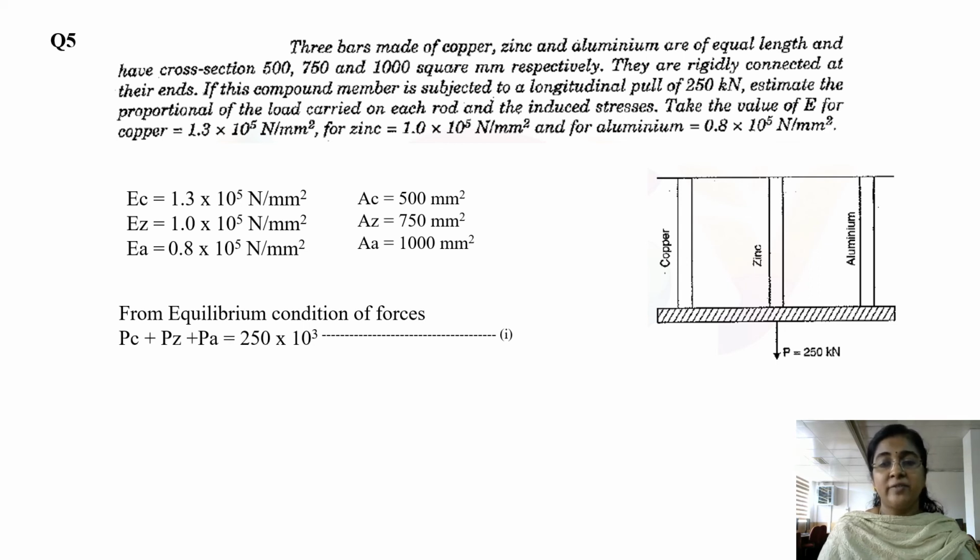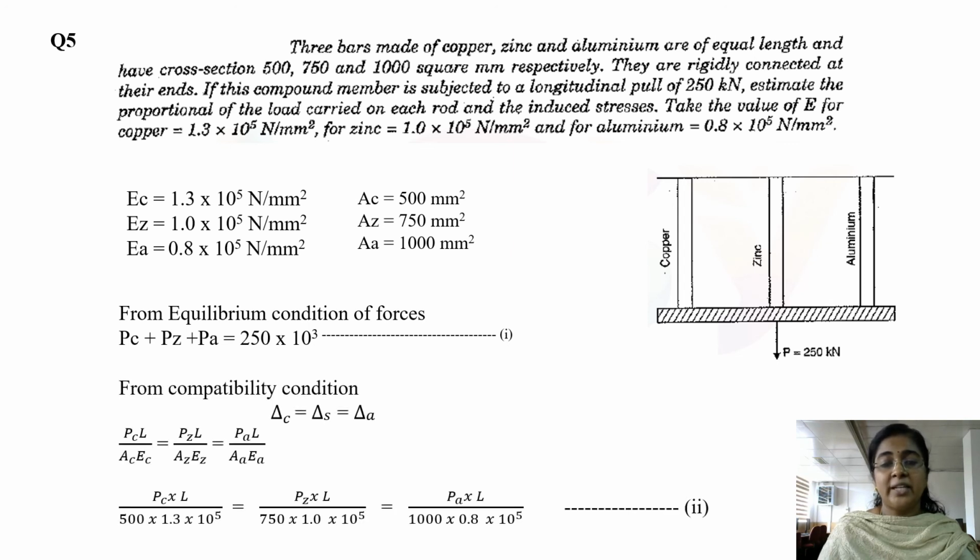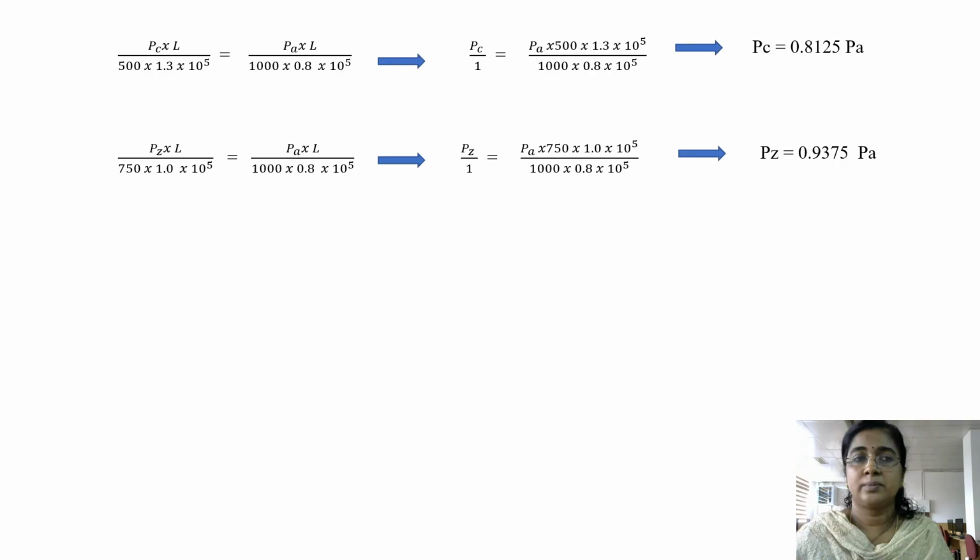compatibility conditions. First, the change in length of copper is equal to the change in length of zinc, then the change in length of copper is equal to the change in length of aluminium. Or that is, compatibility condition delta C is equal to delta Z is equal to delta A. We can substitute the corresponding values; length of all are the same, then area of cross section and modulus of elasticities. Then the second equation we can split into two.